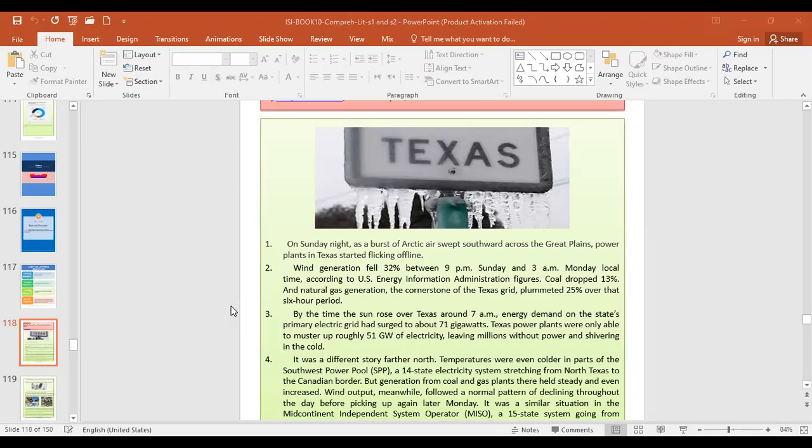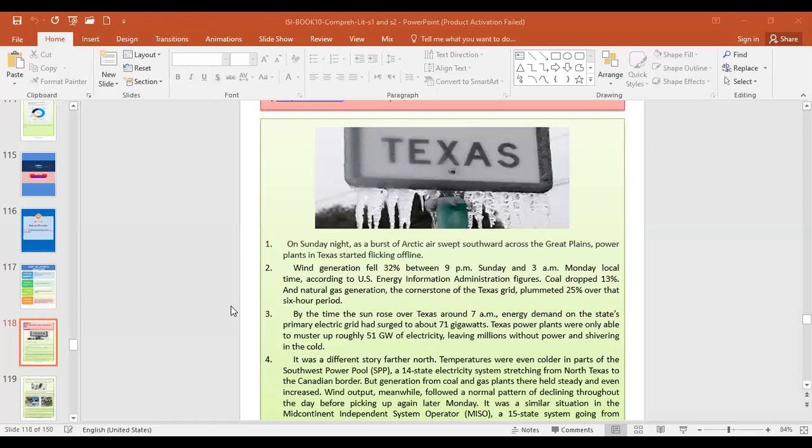Continue, Ahmed. Wind generation fell 52% between 9 p.m. Sunday and 3 a.m. Monday local time, according to the U.S. Energy Information Administration figures. Oil dropped 13%. And natural gas generation, the cornerstone of the Texas grid, plummeted 25% over the 6 hour period.